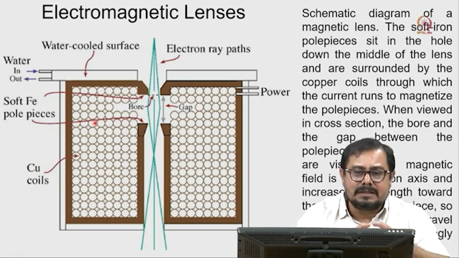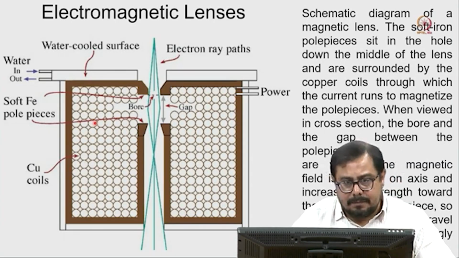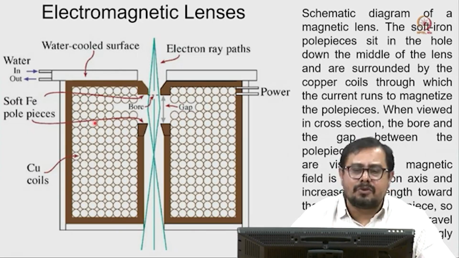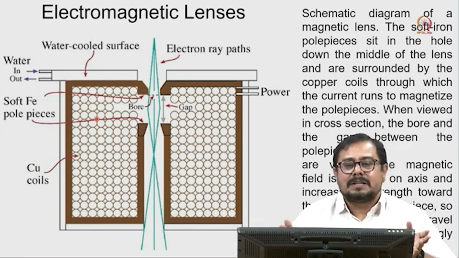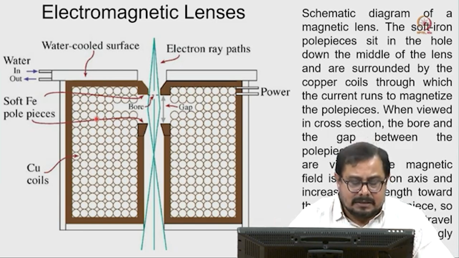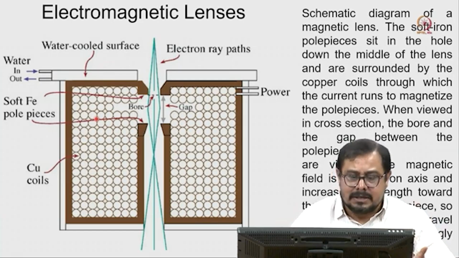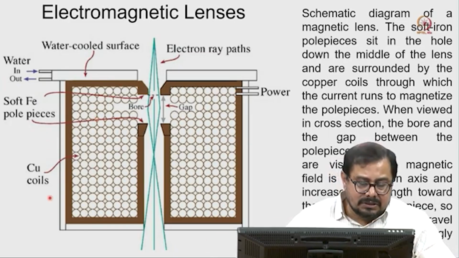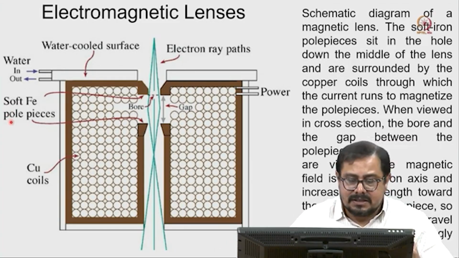So what we are saying is that in this case we are just changing the magnetic field to converge and diverge the electron beam. If more electric current flows, it changes the magnetic field of this lens system, which changes the power of that magnetic lens, and simultaneously changes the converging and diverging property of the lens. That is the reason we need a flow of water outside the lens system, so it can maintain the temperature of the soft iron pole pieces. It should not increase the temperature.